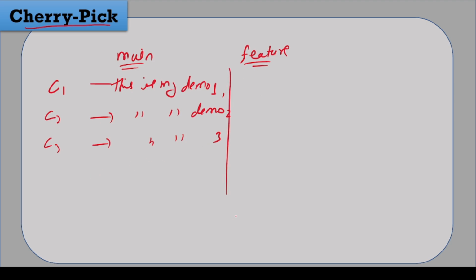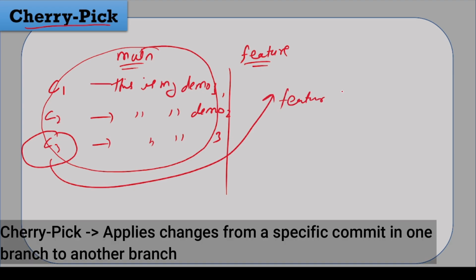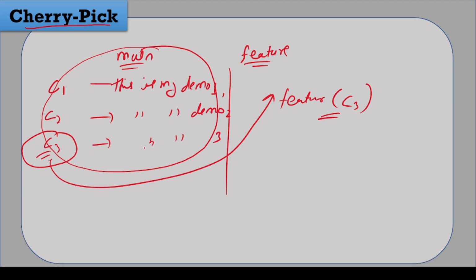Commit three, similar, this is my demo three. And then in feature branch, you don't want to take the whole code of main branch. You are just interested in taking commit 3. This commit 3 in your feature branch, that is commit 3. We can do this with the help of cherry pick. I repeat, if you want to take any particular commit from one branch to another branch, we can do this with the help of cherry pick.